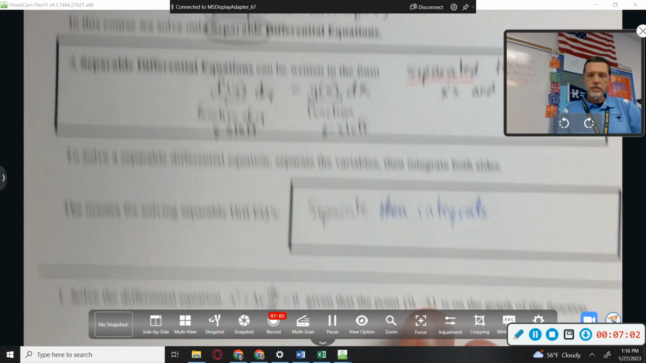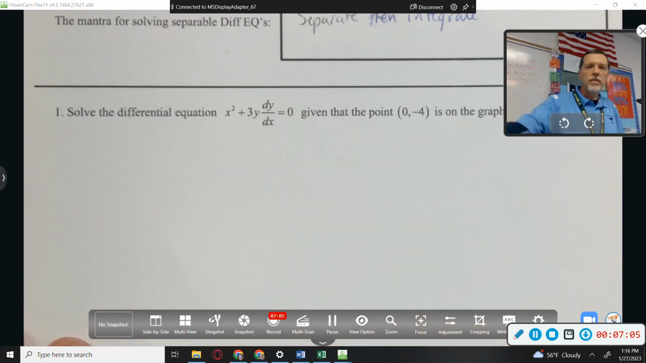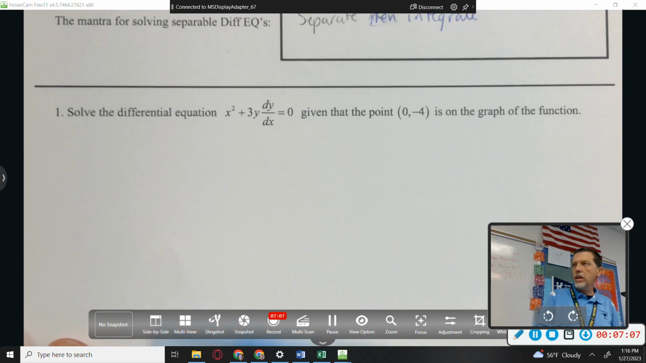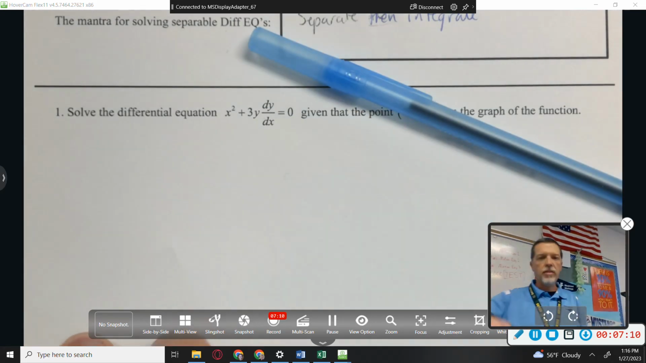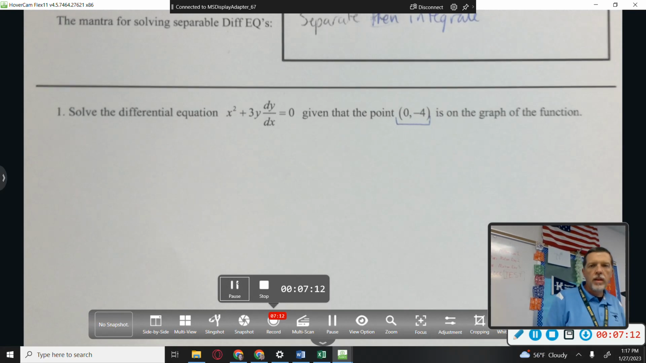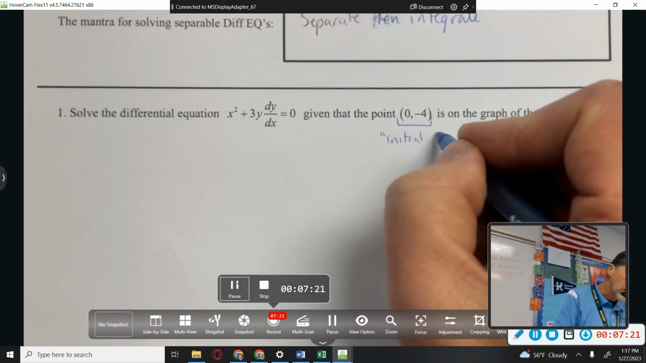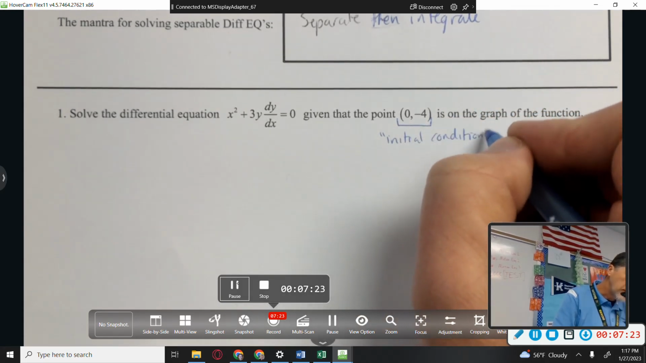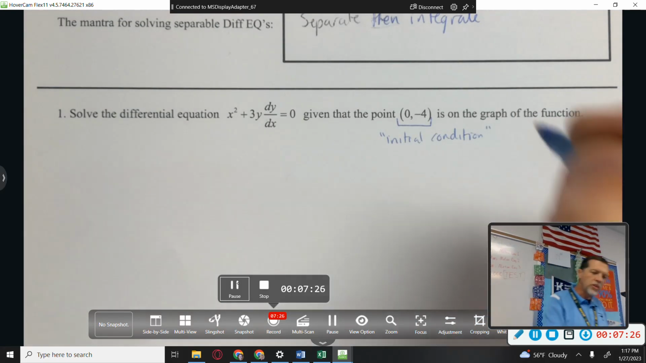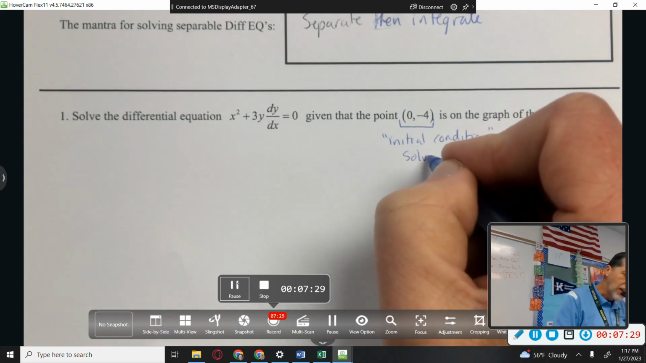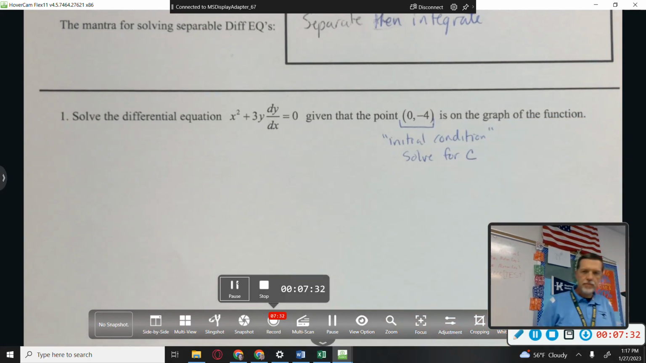Let's do number 1. Solve this differential equation, given that the point (0, -4) is on the graph. All right, so that (0, -4), let's kind of back up and see what we've got. (0, -4), that's what we call the initial condition. We'll use that to solve for C, and that will take us from the general solution to the particular solution. So we use that at the end.